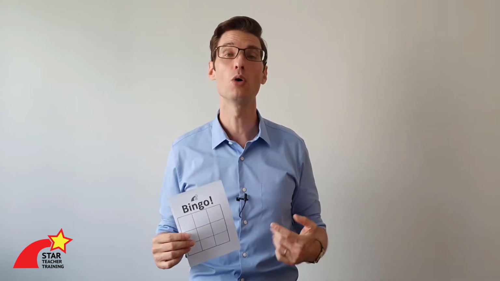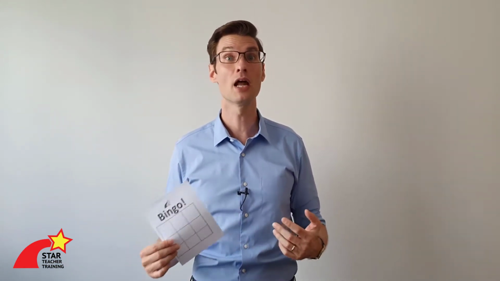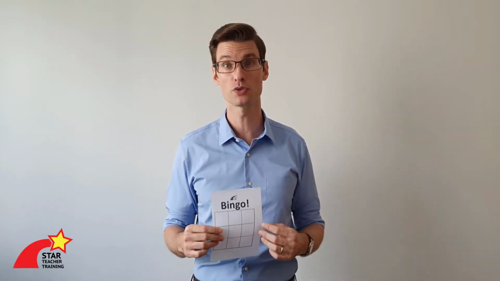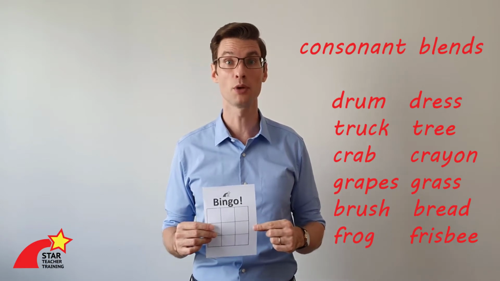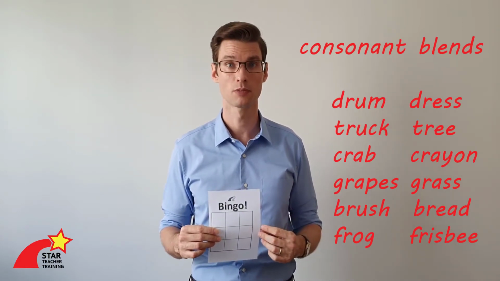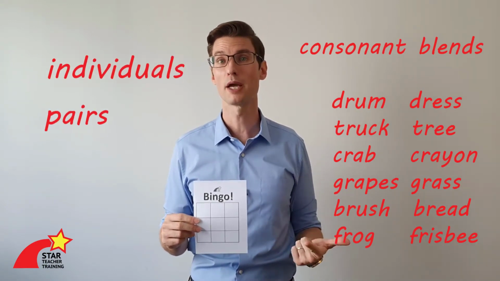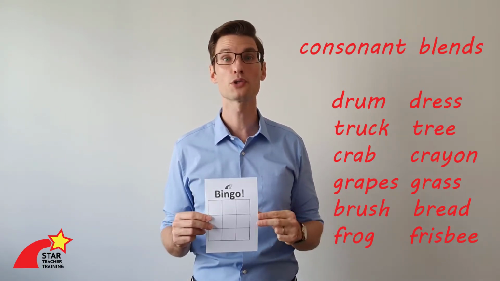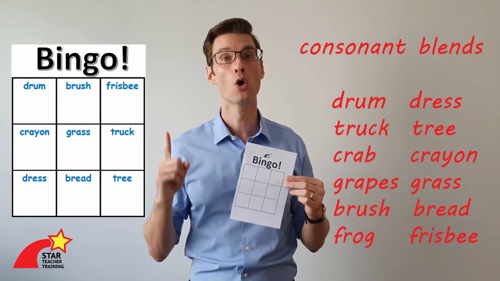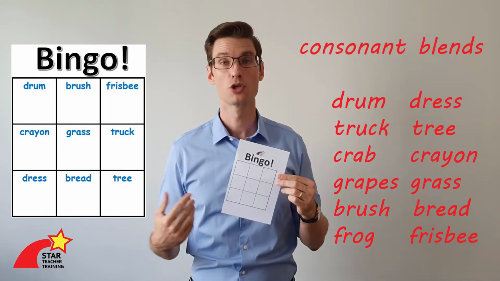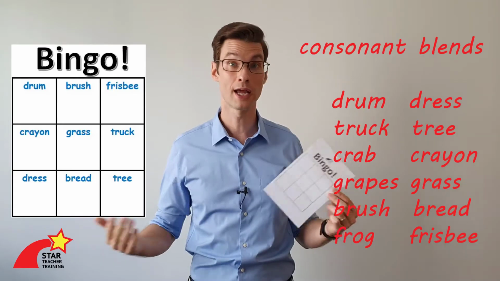In this version of bingo, all you need are some 3x3 cards like this, and you need a list of at least 9 vocabulary items for your students to choose from. In this video, we're going to be using this list of consonant blend words from a phonics lesson. To play, you're going to give these pieces of paper to students as individuals, pairs, or small groups. Then those students are going to choose words from the board and write them wherever they want. One word for each box. So they'll have a maximum of 9 words. If you have more words on the board, they're going to have some left over.